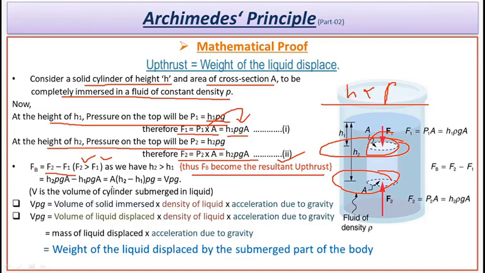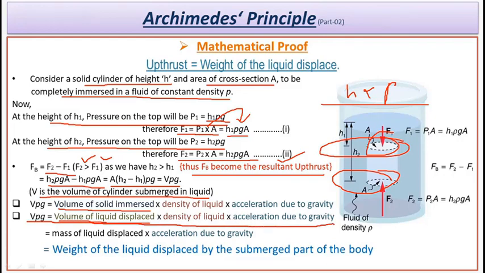When you substitute the values of F2 and F1, you will get the value as Vρg. Here V is the volume of the cylinder submerged in the liquid. Now, if you change the volume of solid immersed in the liquid to the volume of liquid displaced, then you will get the formula Vρg as the volume of liquid displaced into density of the liquid into acceleration due to gravity.